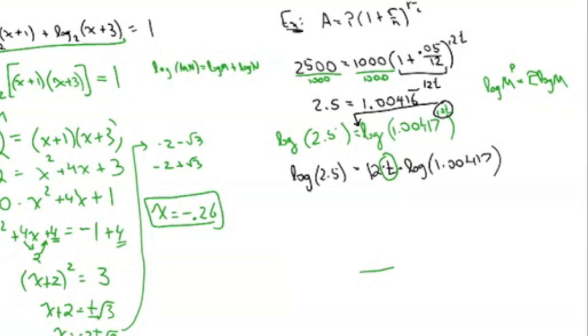Now log of that mess is just a number. Your calculator can figure it out. So getting t by itself, I would divide by the 2 other pieces that are next to it. So divide by 12 log of 1.00417. And that'll cancel out both of those numbers, and t will be by itself. And divide the other side by 12 log of 1.00417.